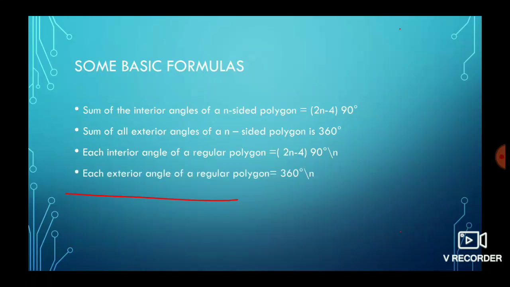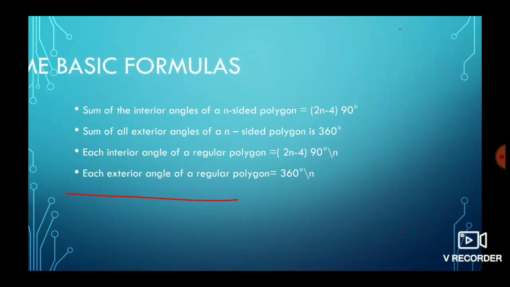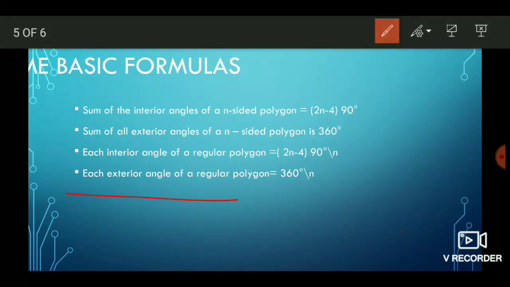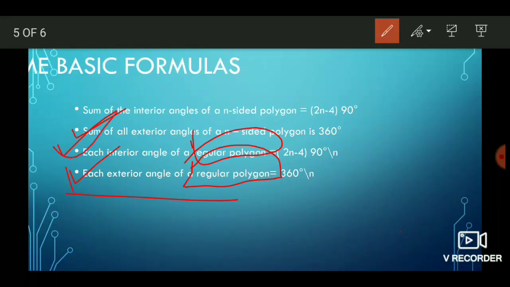Okay, now the next property is the each exterior angle of a regular polygon. You have to give importance and concentrate on this term in these two theorems. In a regular polygon, the exterior angle sum is always 360 in any type of polygon, and if we divide it by the number of sides, then you will get each exterior angle.